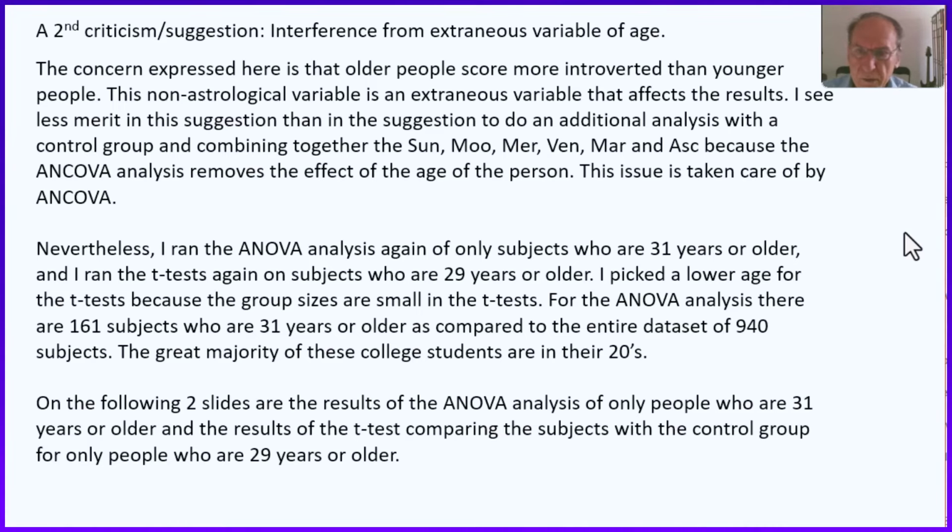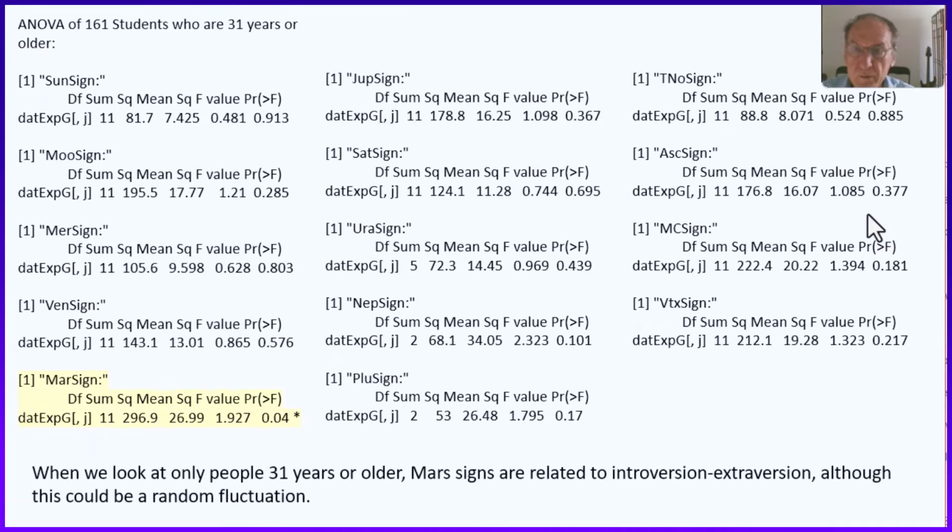So at 31 years or older, there are 161. That's a good number of people. That's enough to detect fairly small differences. So let's look at the results of looking at 161 people who are at least 31 years old. And here are the results. And there was a surprise. Oh, I didn't expect this. This is why it's good to go back and look. A surprise I put in yellow.